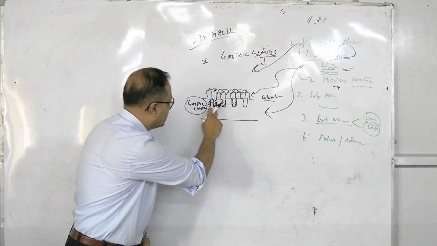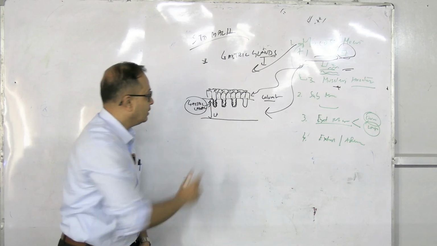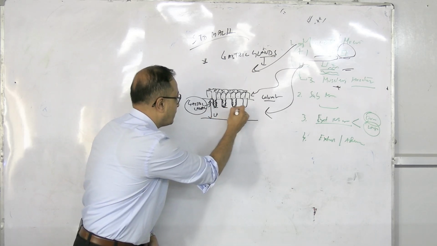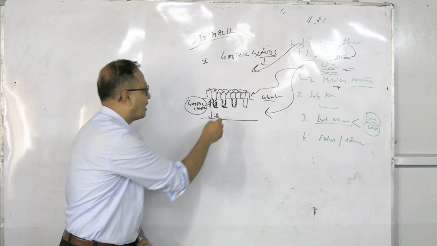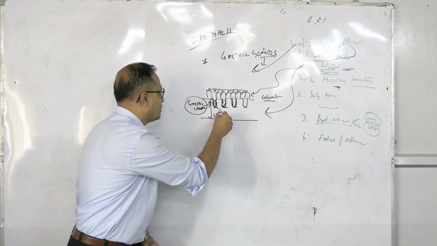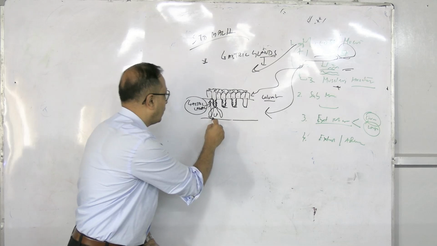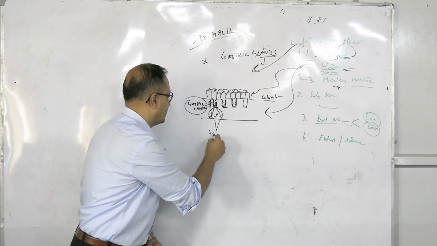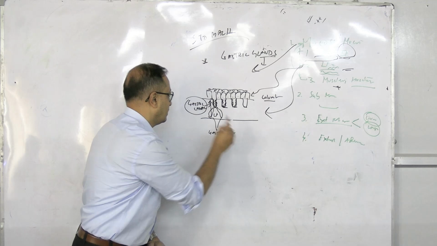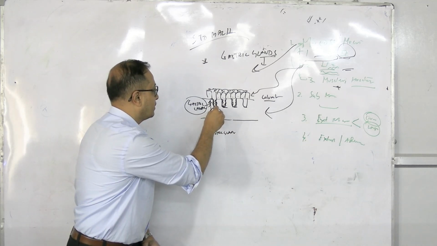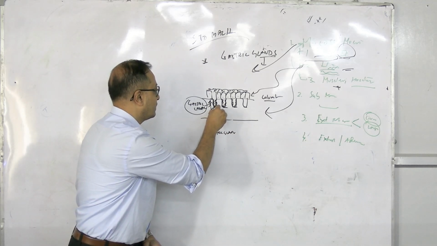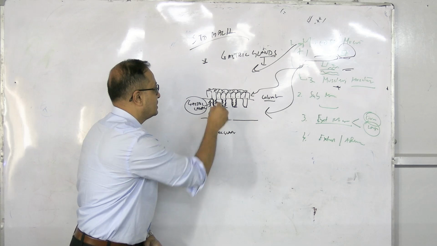Now, at the lower limit, which we call the base, the gastric canals are opened by glands which are present within this lamina propria. We call these glands gastric glands. They open into the gastric canal through pits, which we call gastric pits.